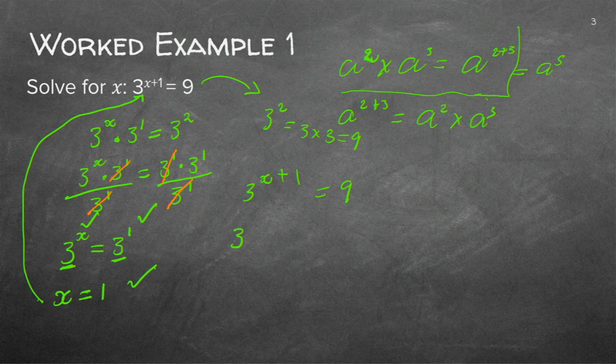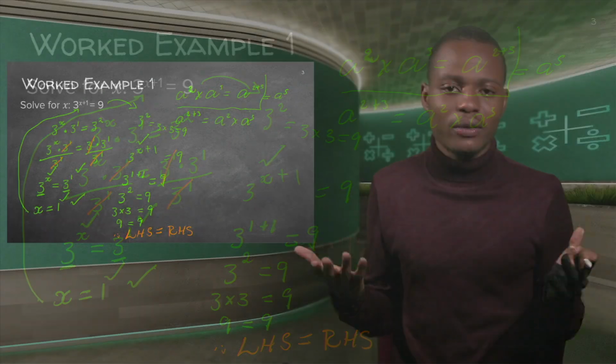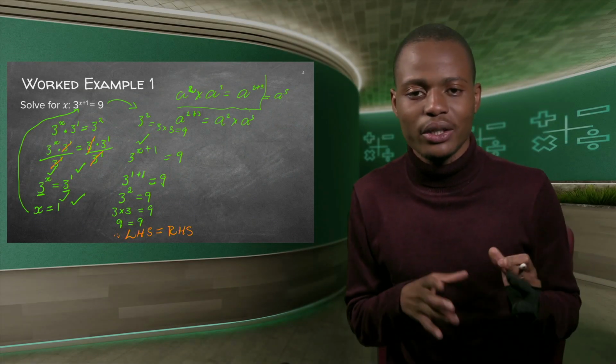So if I say 3 to the power of x, now I can substitute in the 1. So this becomes 1 plus 1 equals 9. So let's check. I have 3 to the power of 2 now equals 9. And 3 to the power of 2 means 3 times 3 equals 9. So it means I have 9 equals 9. So now you can conclude that therefore the left hand side equals the right hand side. That is one of the ways of checking your answers if they are correct or not.